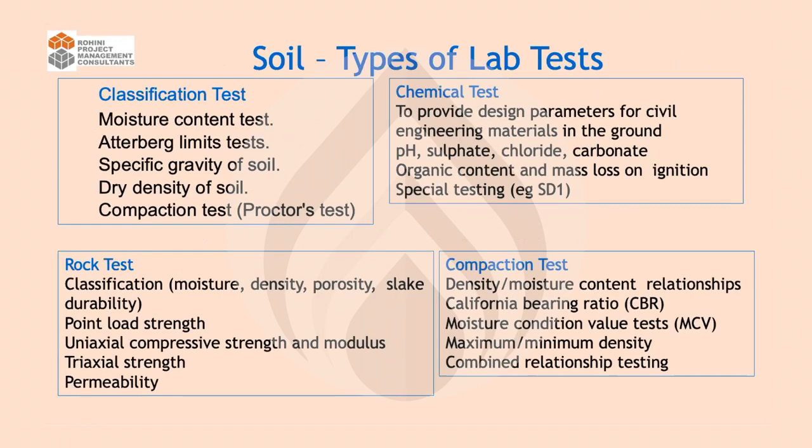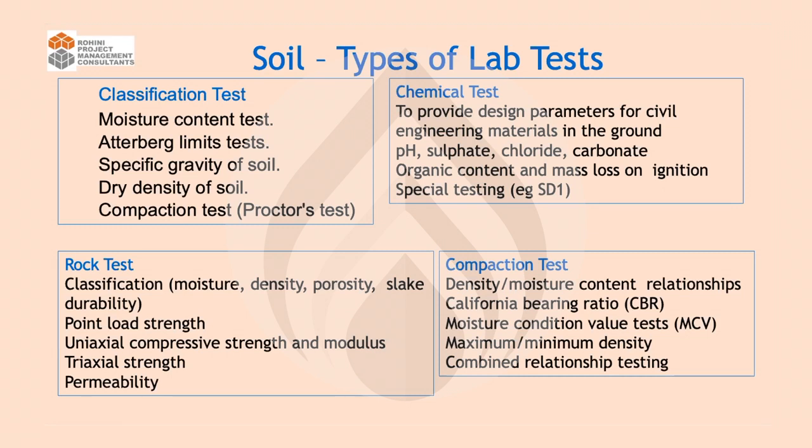Classification test, you can get your moisture content test, then specific gravity, dry density, compaction test. Compaction test is a very common test which will determine a lot of things, right? So it's commonly known as proctor test. You have a chemical test which will provide you design parameters for civil engineering materials. Then you have the pH value, sulfate, chloride. These are all which are a part and parcel which comes with the soil. It might be organic content, everything.